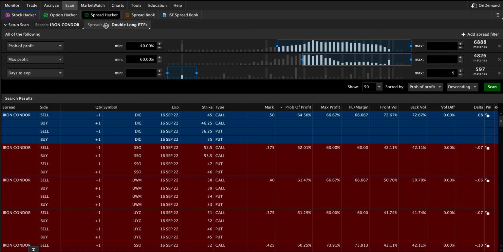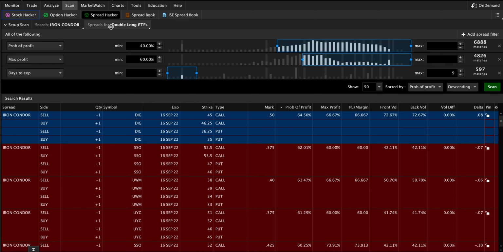The setup here is you go to the spread hacker and add spread filters, and you put probability of profit. I think 40% is a really good minimum. You want to increase your chance of earning profit, or it being a success. Max profit, 60% minimum. Anything lower than that, you don't want. If you want short dated stuff, then obviously 9 days. You can adjust this however you want.